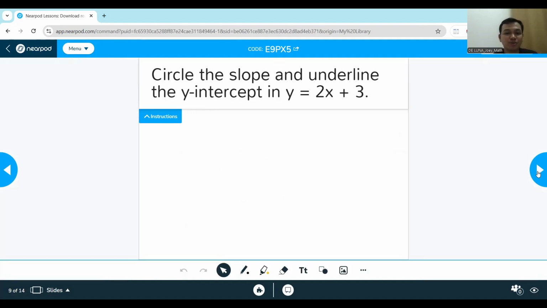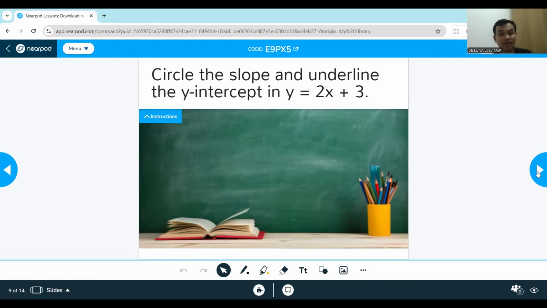Okay, so those are the three major forms of linear equation. Now, to check your understanding, there is a draw-it activity here, okay? And you're going to circle the slope and underline the y-intercept. All right, so very good. Most of you, or all of you, have encircled the slope correctly and underlined the y-intercept. Okay, so the slope is 2 and the y-intercept is 3. Very good.